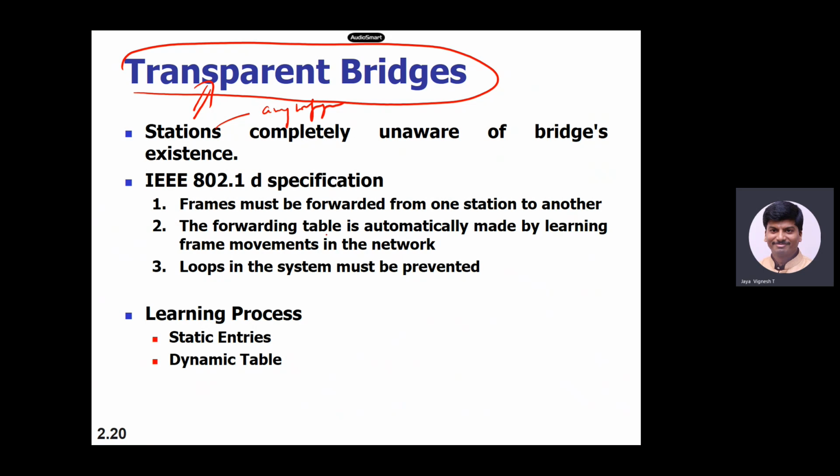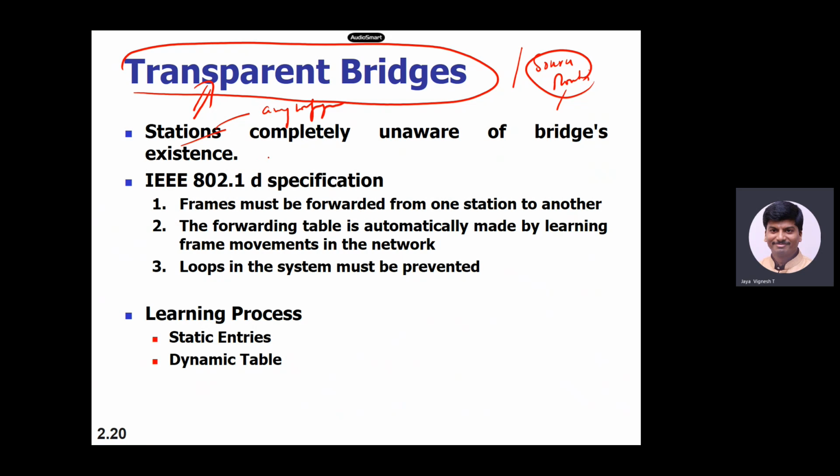Transparent bridges make the end devices' job even simpler, because if you want to create a LAN, you connect the devices to the bridge, and the bridge will take care of forwarding. The end stations need not break their head. But the other type of bridge, called source routing, is quite challenging because the end systems or stations have to find out which route to use.